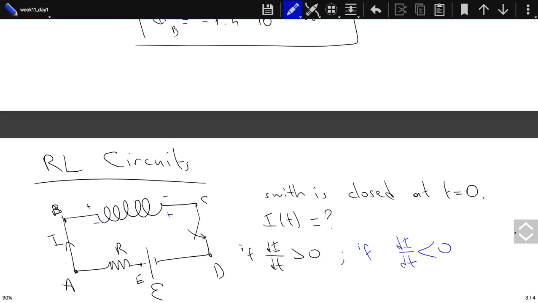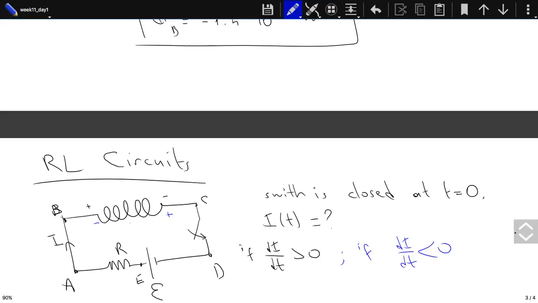Now I'm talking about the current here. The current should be flowing because of the inductor. How does it flow? Through the air. Correct?